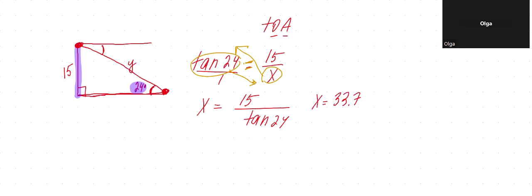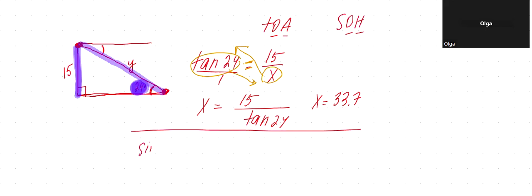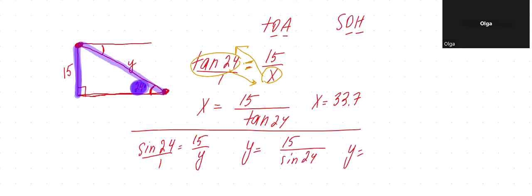like this on the picture, again, we start from the angle. What is given in this triangle in terms of this angle? It's the opposite leg, and this is the hypotenuse. That means opposite to hypotenuse, we're going to use sine. And let's write it down. Again, we start with the definition. Sine of 24 is opposite over hypotenuse. Y equals 15 over sine of 24. And that will give you 36.9.